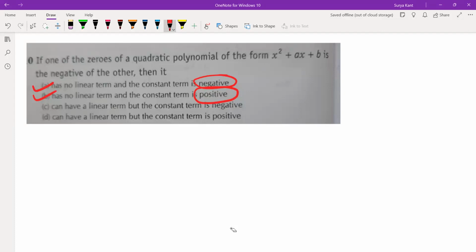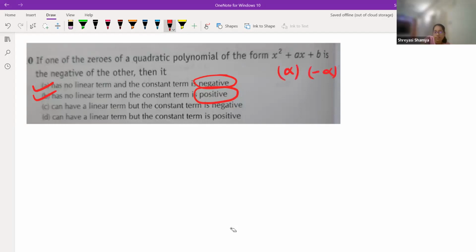Bit tricky question, no? Looks like. Sir, they are saying it is a negative of the other, means they have the same magnitude but different sign. Yeah, correct. If one is alpha, the second is minus alpha, right? Yes, sir. Then it has no linear term. What is having no linear term? Which part? After solving, or what is that actually? Is this Sanishka? Sir, they're saying that in this quadratic polynomial, it has no linear term.